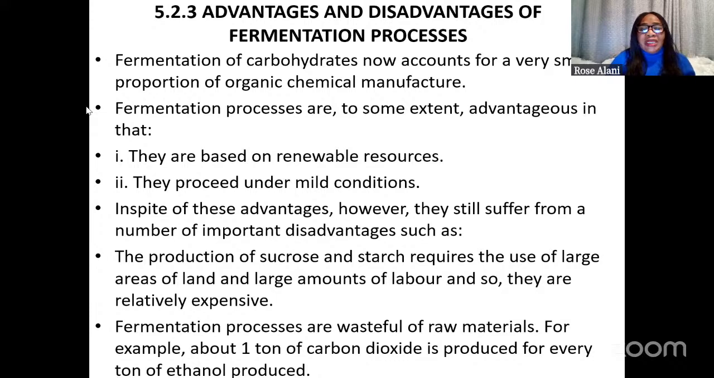Then another disadvantage is that fermentation is a wasteful process, wasteful of raw material. If you want to produce 1 ton of ethanol, you also produce 1 ton of carbon dioxide. So for every ton of ethanol produced, 1 ton of carbon dioxide is produced from that raw material. And so it's really wasteful.